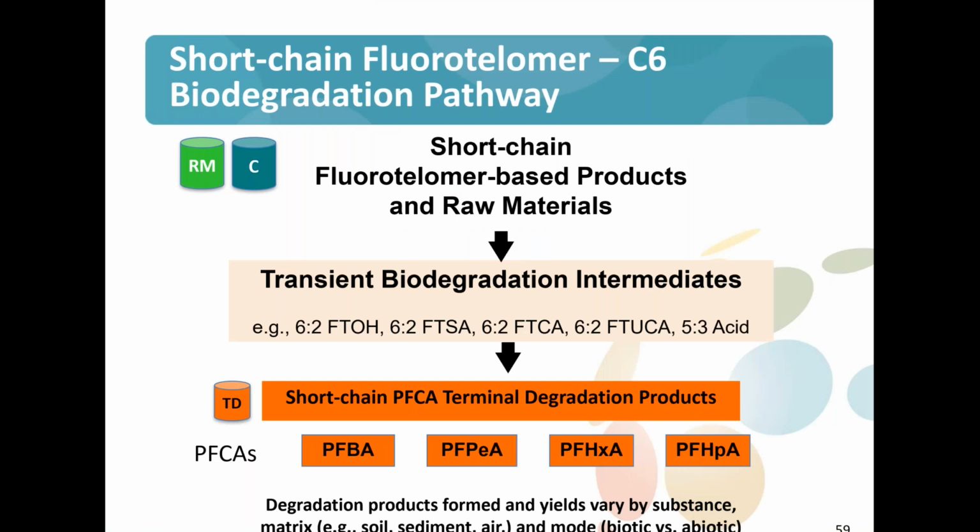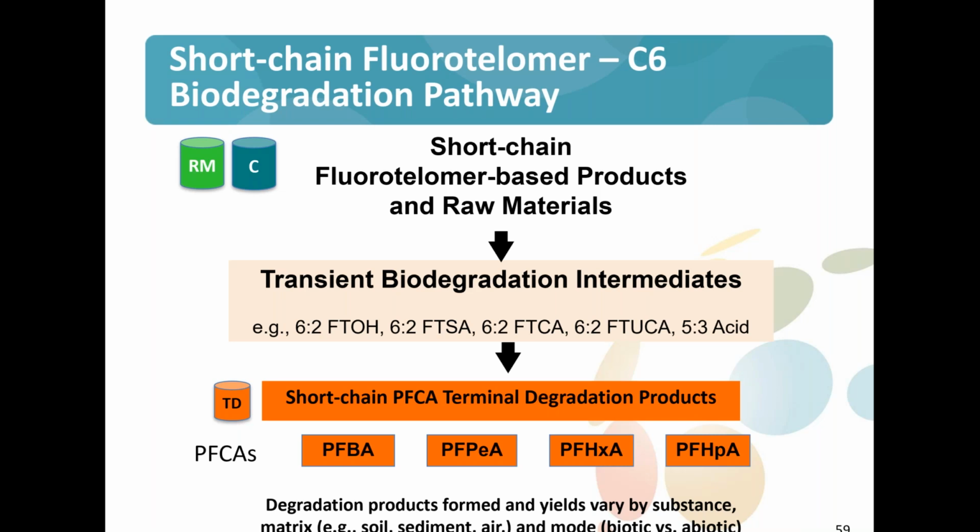So I've chosen to focus on biodegradation here, and I'm going to comment on the other dimensions as part of my discussion. So for the most part, the yields will vary depending on the duration, the time and the temperature, the concentration, the medium, and things like that. But in general, the short chain fluorotelomer-based products and raw materials all, if they degrade, form the same set of transient biodegradation intermediates generally. And here's some hieroglyphics of what some of those are. We can talk about them if you want to.